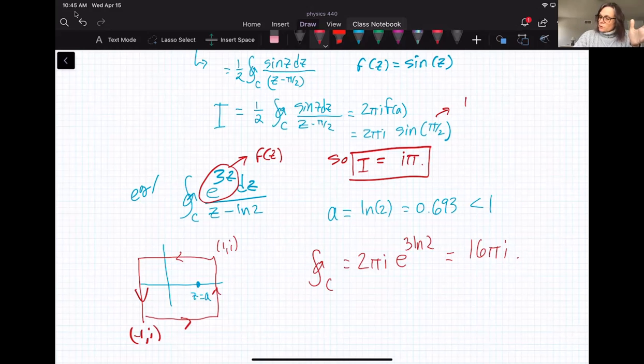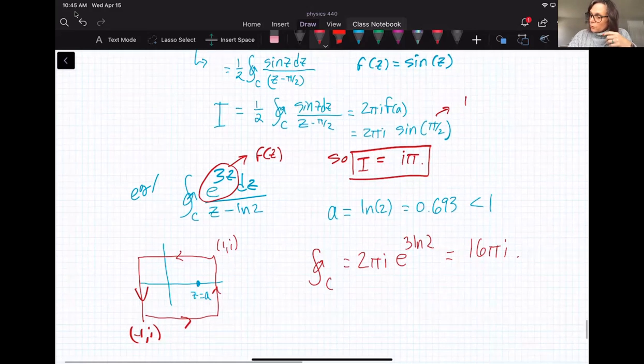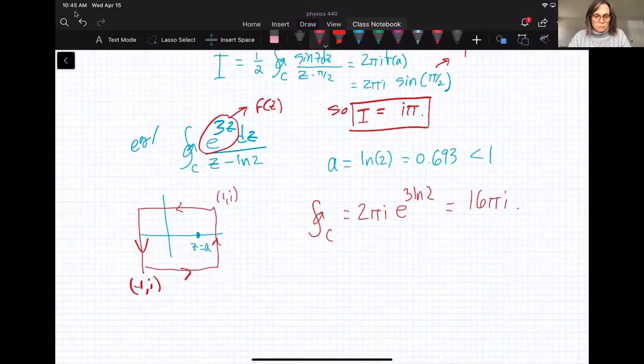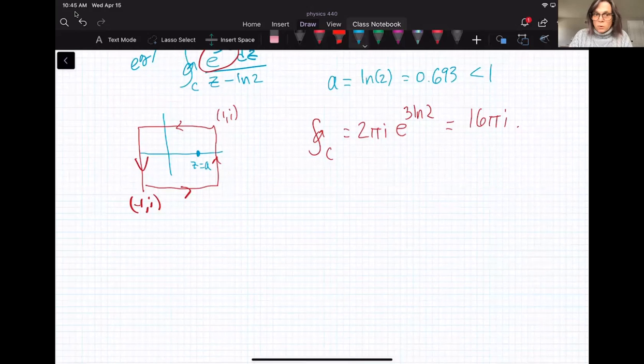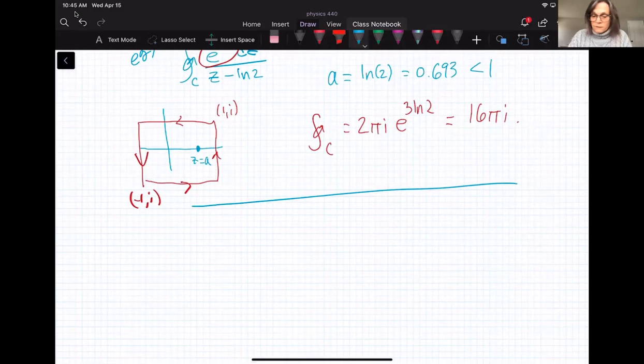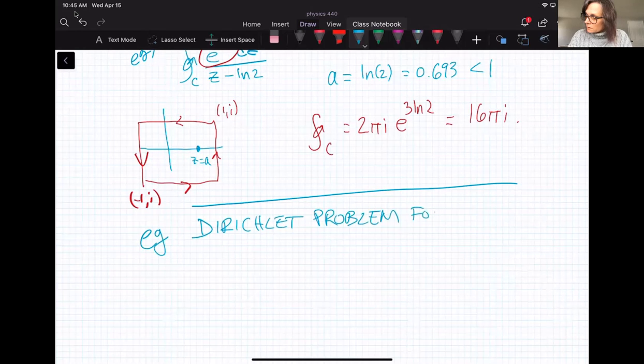All right, so those are 2 kind of really abstract examples. This is just doing integrals. I'll do one more example before we look at derivatives so we can develop the Laurent series. This one has a little bit more application to physics. Hooray. So this is related to the Dirichlet problem for a disk.